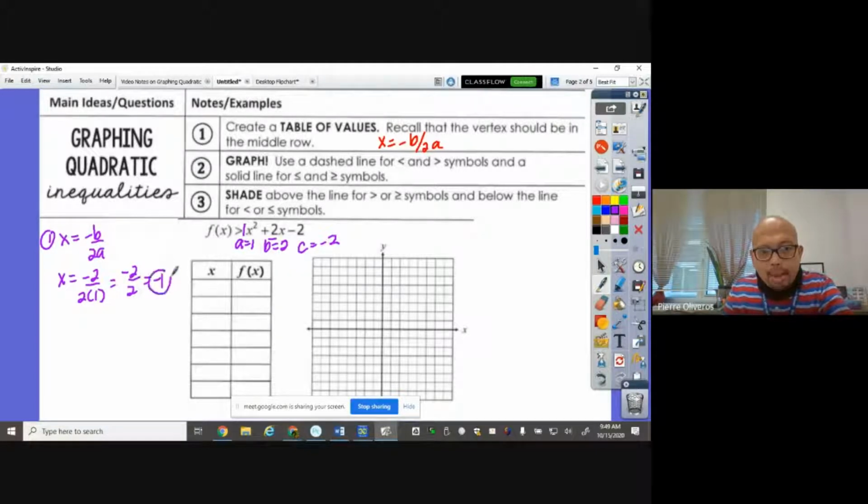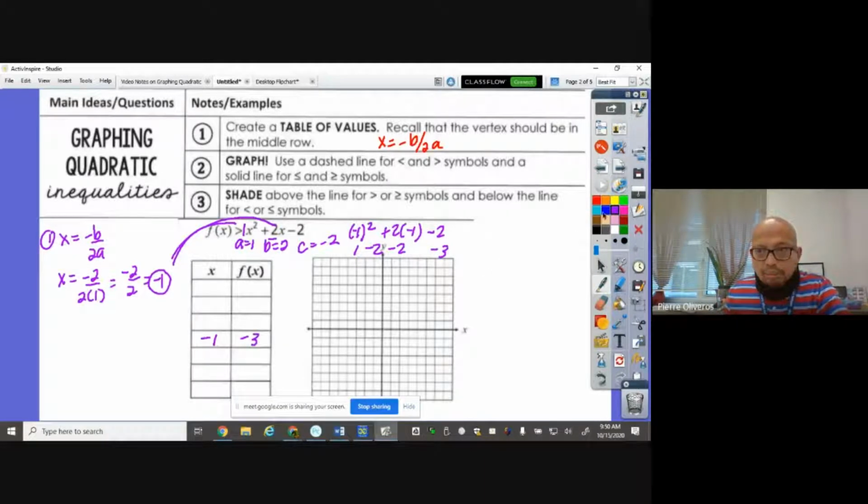We plug the negative 1 back into the x's to find the y value of our vertex. So it becomes negative 1 squared plus 2 times negative 1 minus 2. We know that negative 1 squared is 1, and 2 times negative 1 is negative 2, minus 2. This will give us negative 3. So therefore, this is negative 3.